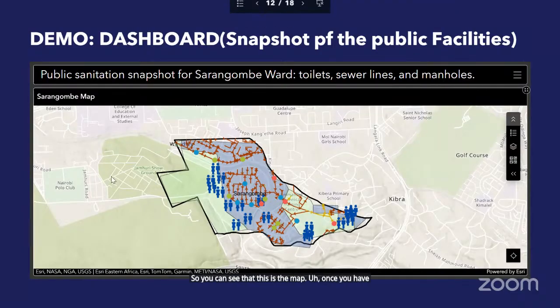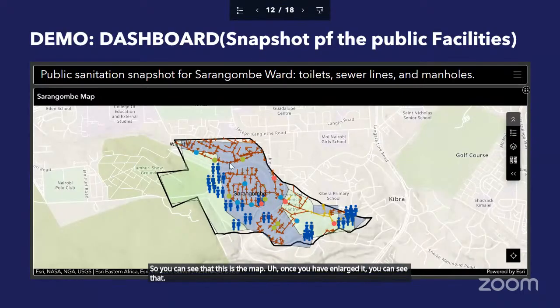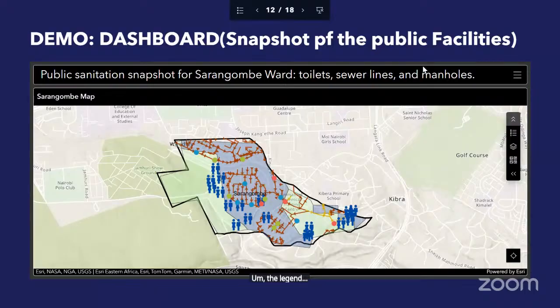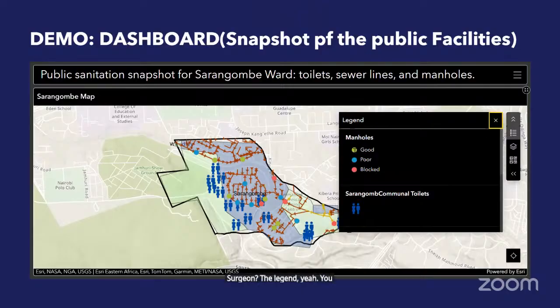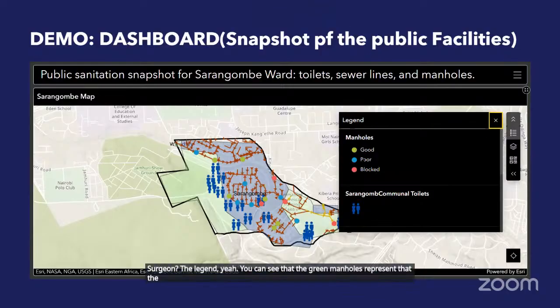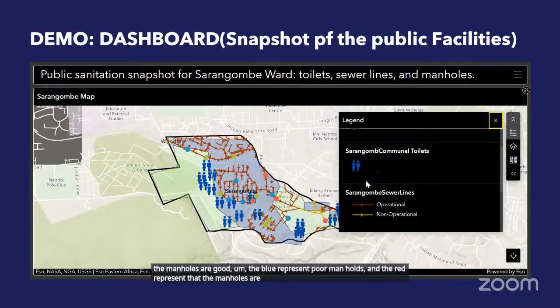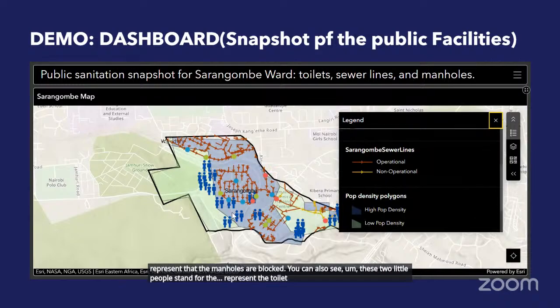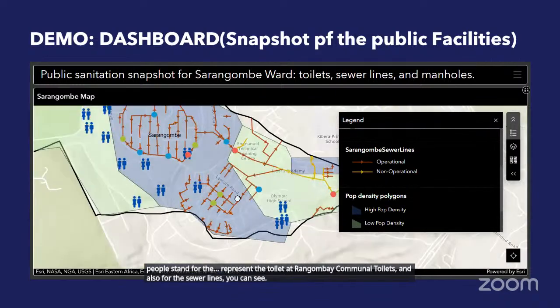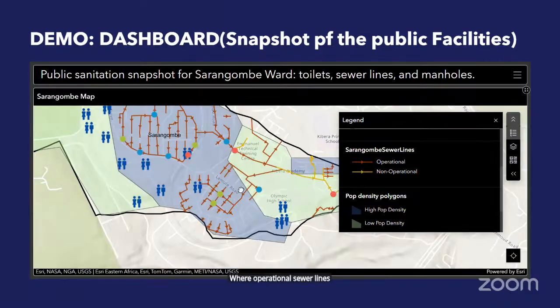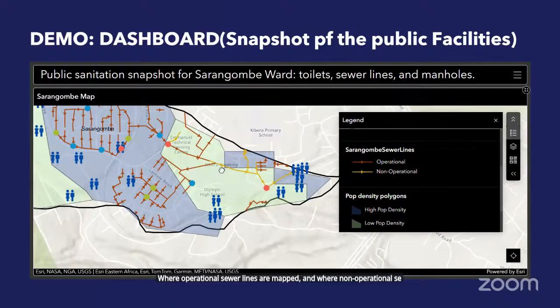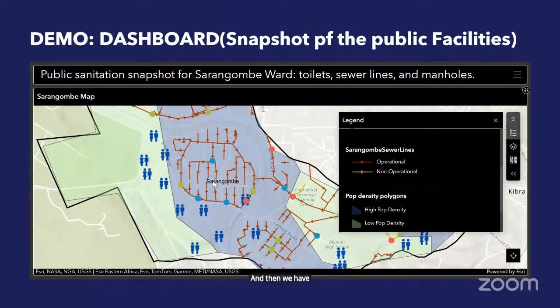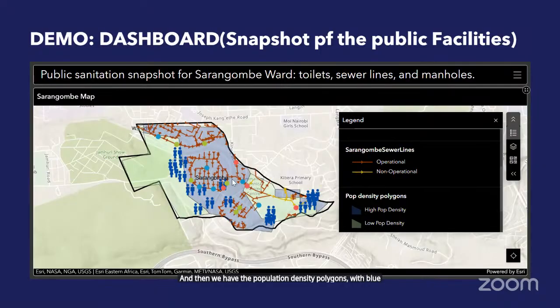Once you have enlarged it, you can see the legend here: the green manholes represent that the manholes are good, the blue represent poor manholes, and the red represent that the manholes are blocked. You can also see these two little people stand for the Sarangombe communal toilets, and for the sewer lines, you can see where operational sewer lines are mapped and where non-operational sewers are located. And then we have the population density polygons, with blue representing high population density.